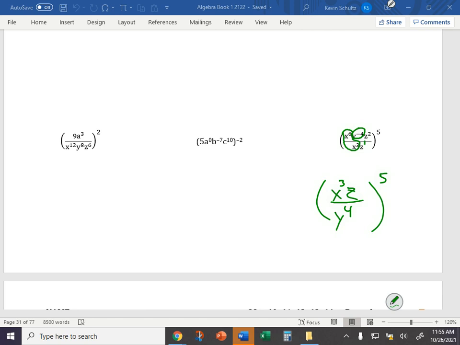And this is much simpler to distribute that 5 into than what we had to start with. We had 5 different bases to start with. Now we only have 3. We had a negative exponent to deal with. Now we don't.